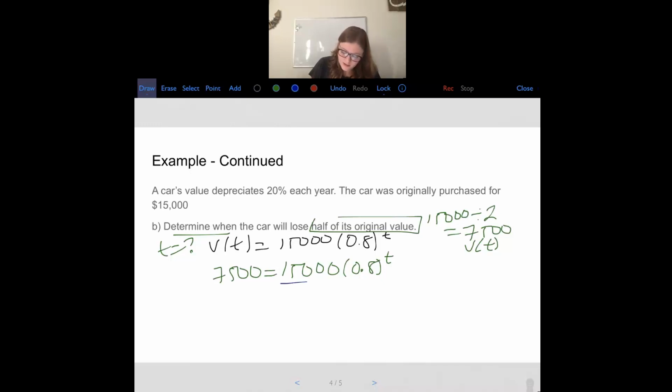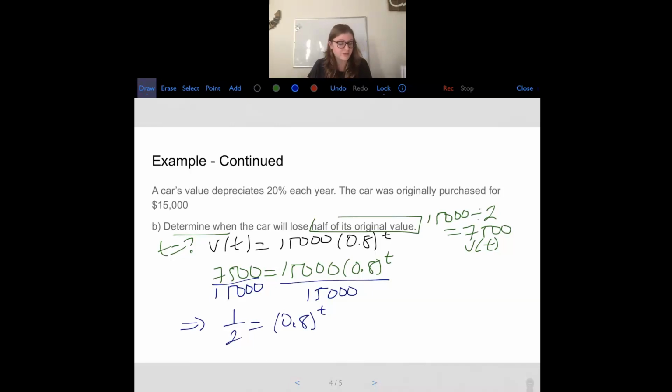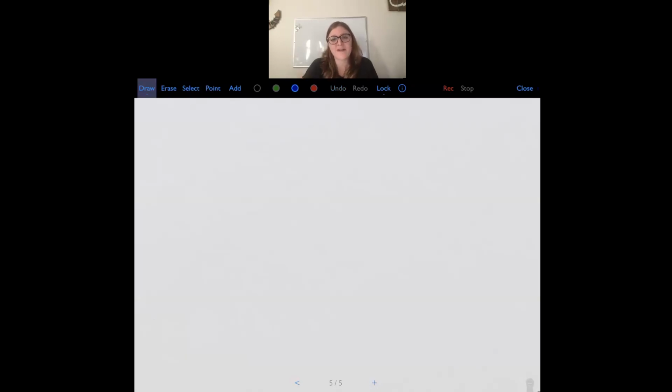Just to help get you started, we get our base with our exponent on its own. So 7,500 divided by 15,000 is 1/2. This is 0.8 raised to the power of t. You would use logarithms in order to solve for t. Okay, and then round to wherever it says to round to in the mini project. Right? If you have any questions, let me know.